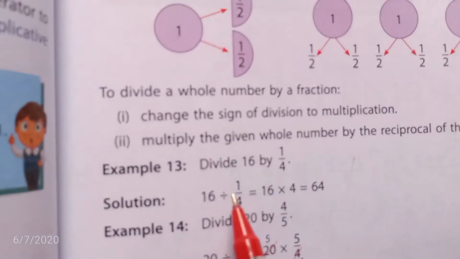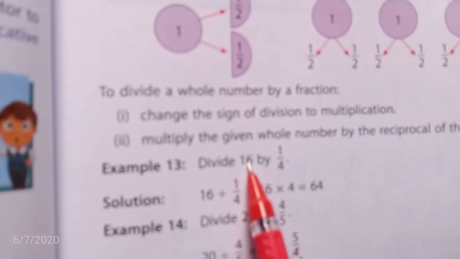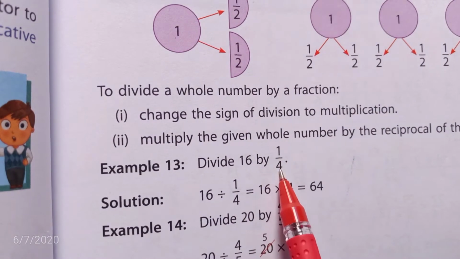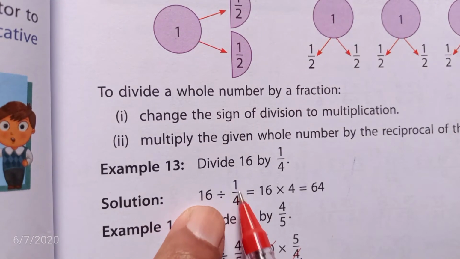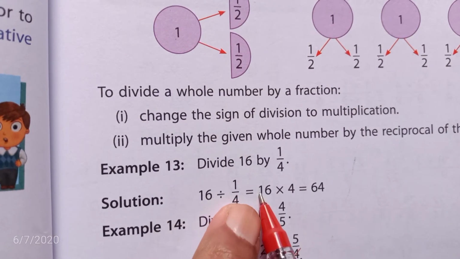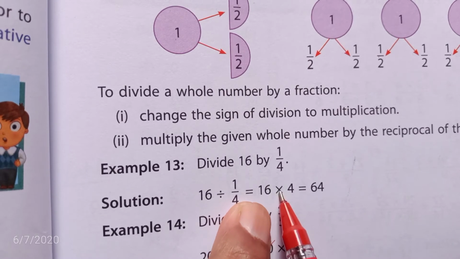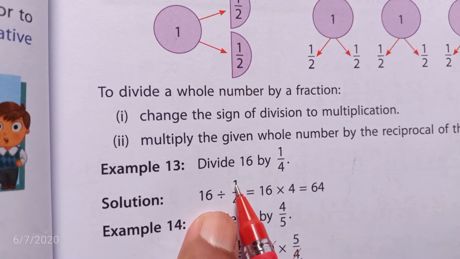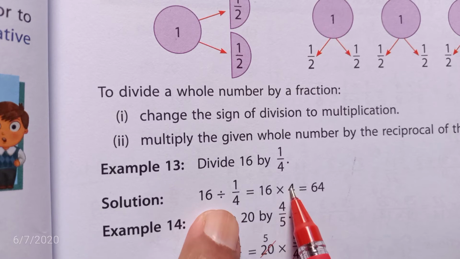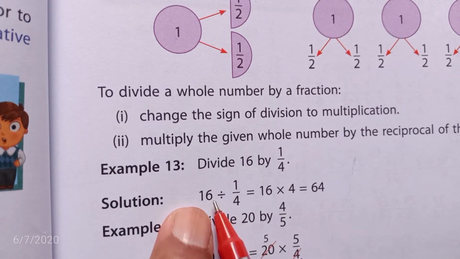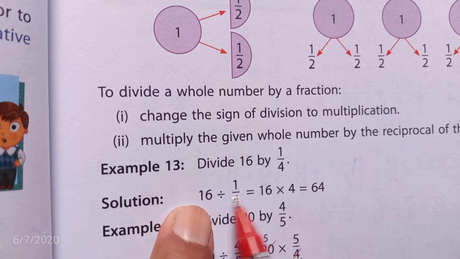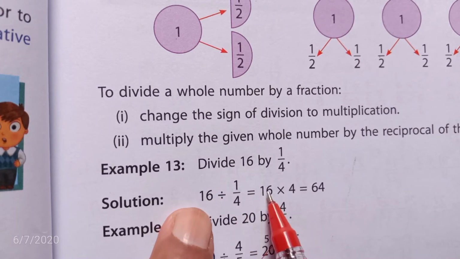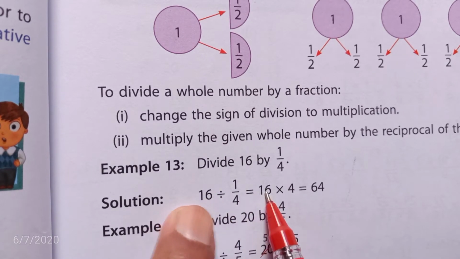So what to do students, simply see this example. Divide 16 by 1 upon 4. Solution: 16 divided by 1 upon 4 equal to 16 into 4. Why? Reciprocal of 1 by 4 is 4. So what you did? 16 you wrote as 16, whole number you wrote. First number is not changed. First number you write as it is.